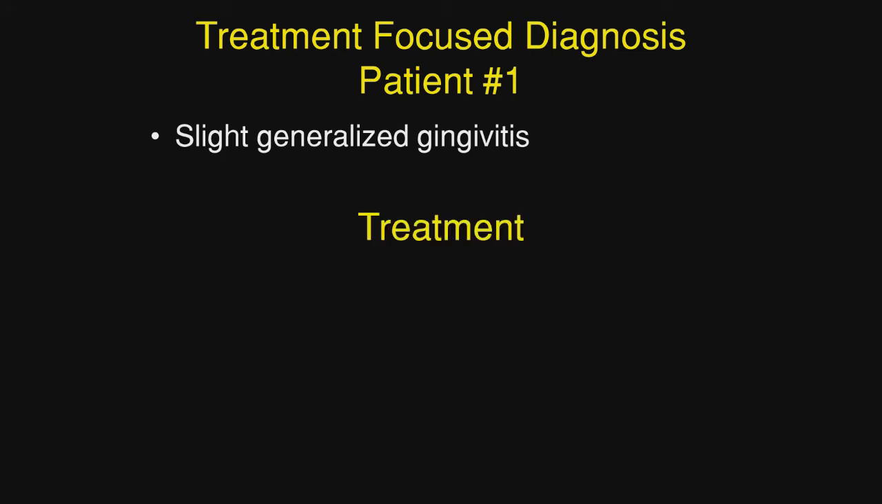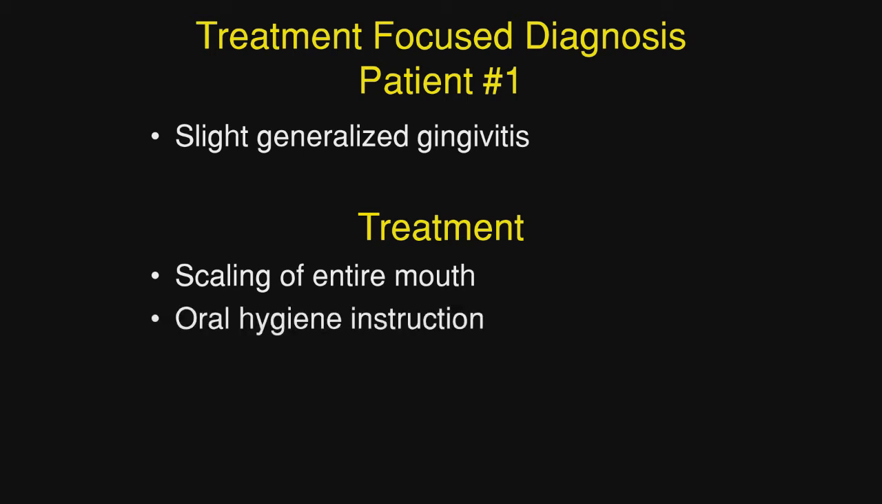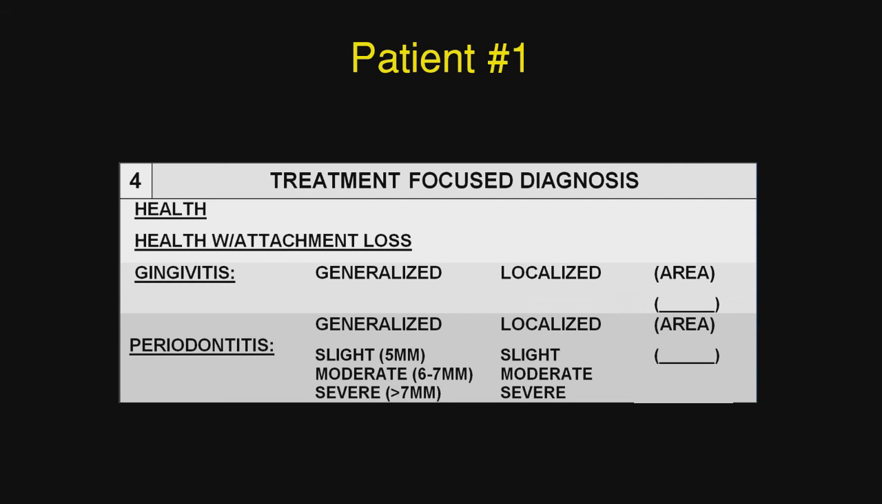Treatment-focused diagnosis. Let's now go to patient number 1. This patient has a slight generalized periodontitis. The treatment: scaling of the entire mouth, oral hygiene instruction, and reevaluation. Very clear to the student exactly what they need to do. They're not going to be doing any root planing. There is no attachment loss. So we scale the entire mouth. We do no root planing, oral hygiene instruction, and reevaluation.